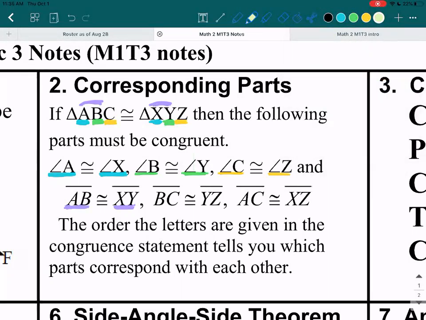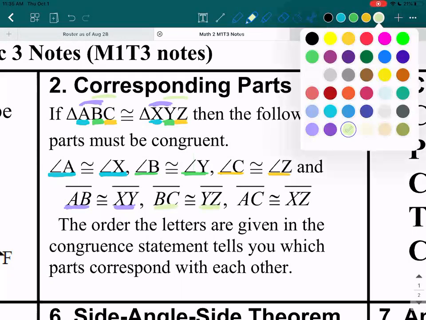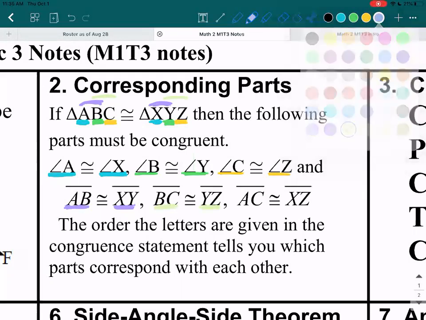And then we have B and C, so the second and the third. That's going to be congruent to the second and third over here, so YZ. So those 2 sides of the triangle are congruent. And last but not least, this one. The first and the third, you can connect those 2 sides, and you can also connect the X and the Z. So AC is also congruent to XZ.